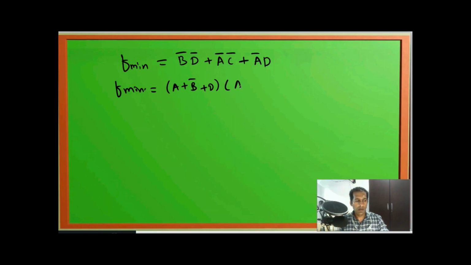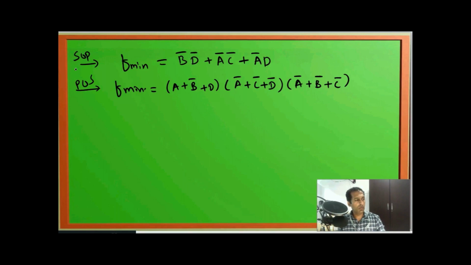On separate page, let us write down. Say for F min, one term we got as B bar D bar plus A bar C bar plus A bar D, and another one we got as A plus B bar plus D, then A bar plus C bar plus D bar into A bar plus B bar plus C bar. This is SOP form, this is POS form.